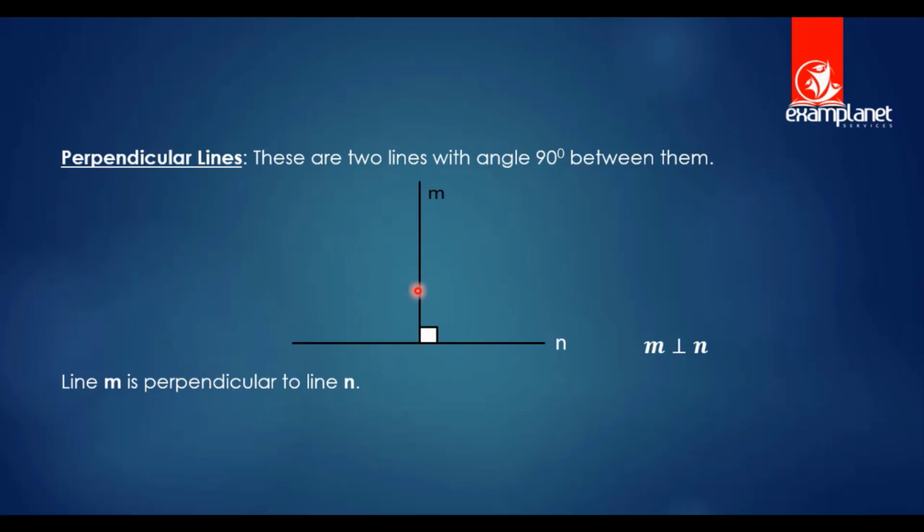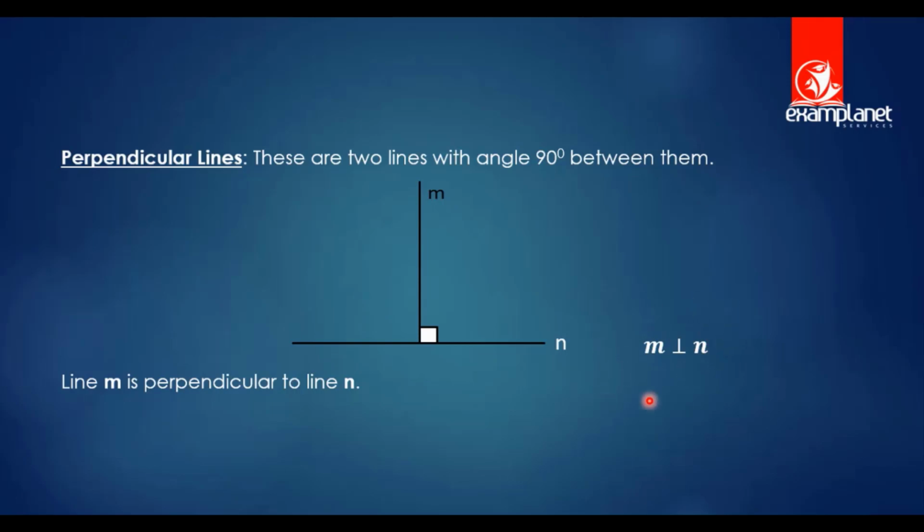To be sure that your lines are perpendicular, don't just look at the way they look. There are three ways to know if they are perpendicular. Number 1, they can write it in words like this: line M is perpendicular to line N. That's one way to know. Number 2 is if they use the symbol of perpendicular lines. As you can see here, this symbol means line M is perpendicular to line N.